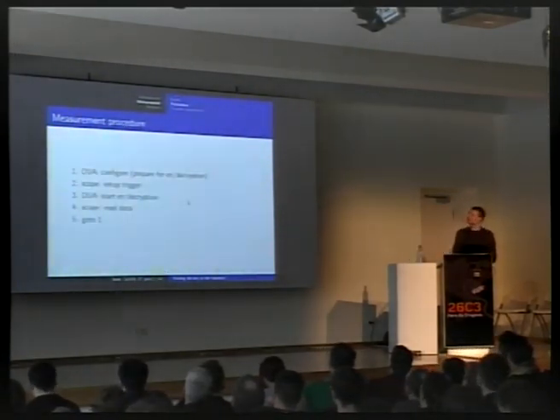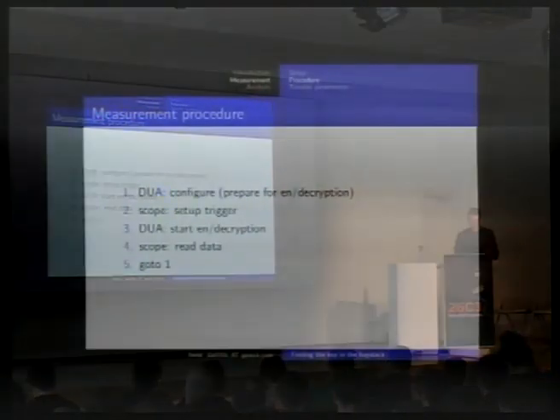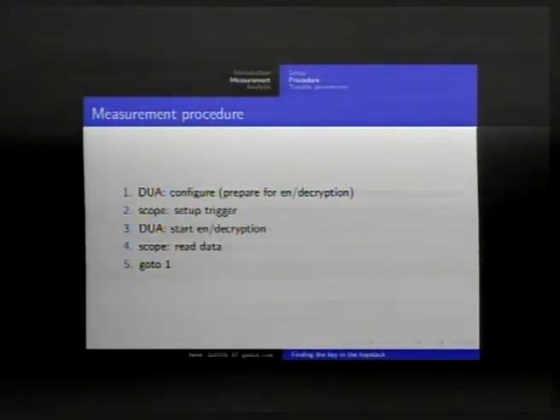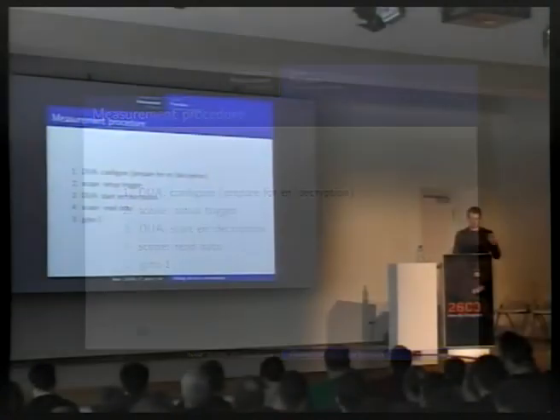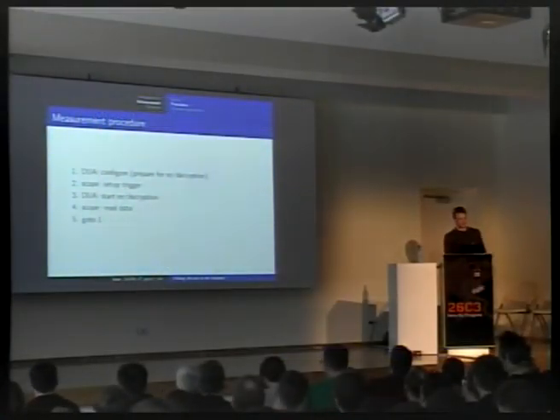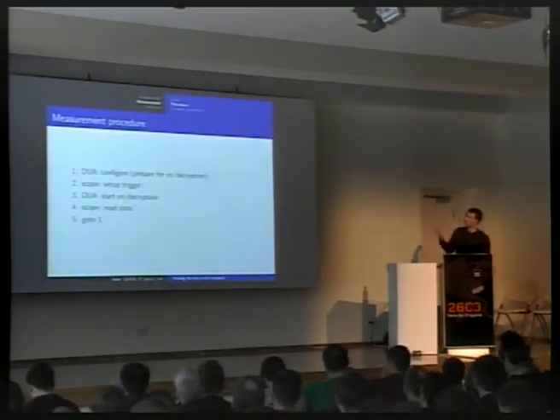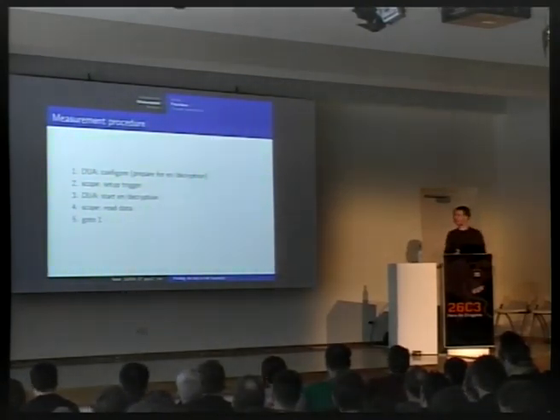First, let's have a quick view of the measurement procedure. The first step is we configure the device we want to attack, prepare it for encryption or decryption, set the plain text, and so on. And then we set up the trigger on the digital storage scope. And finally, we give the start instruction to the device. Sometimes point 1 and point 3 are the same. So for a smart card, for example, you just send the data and it starts right with the encryption.